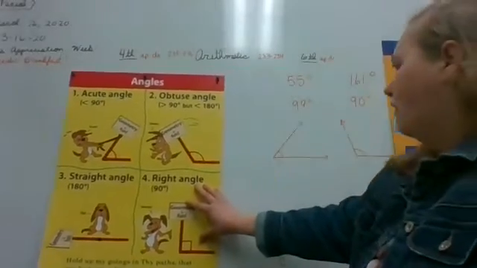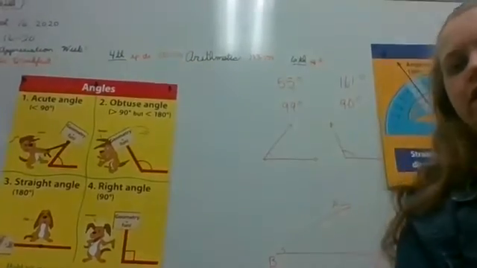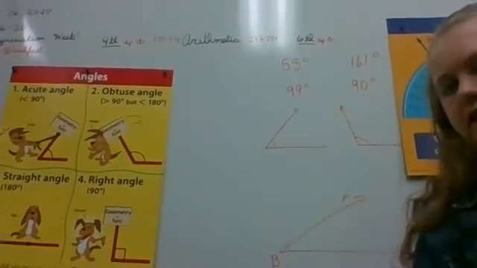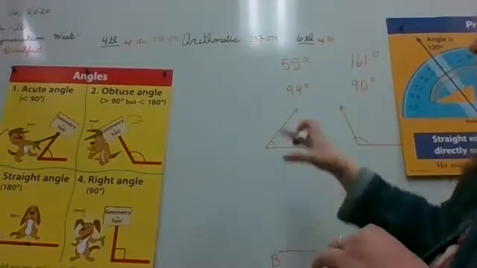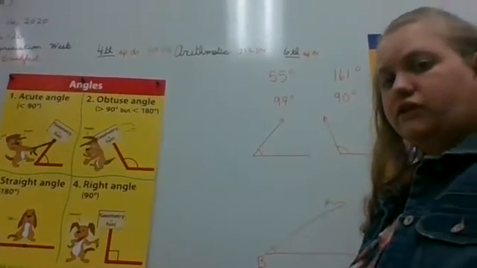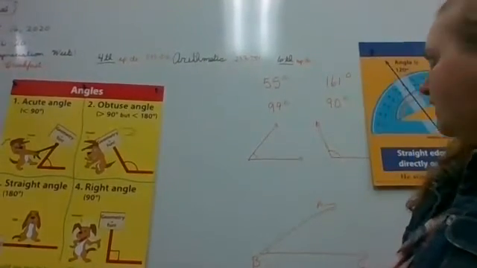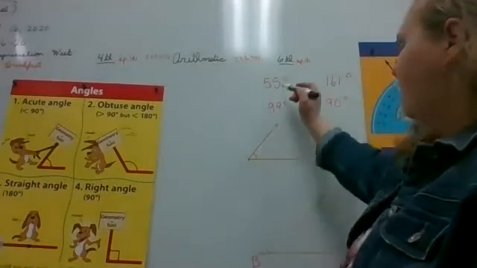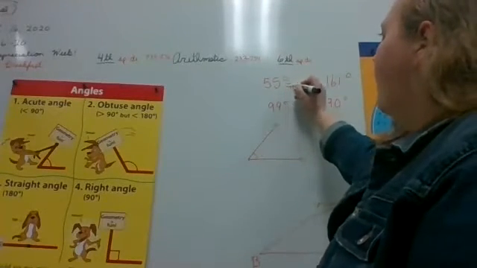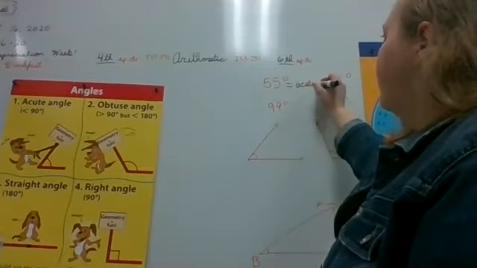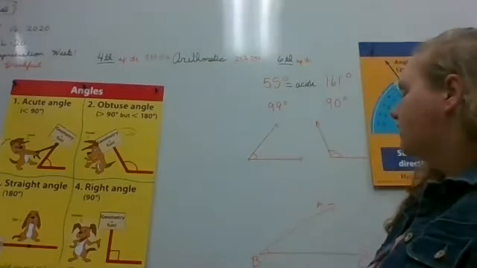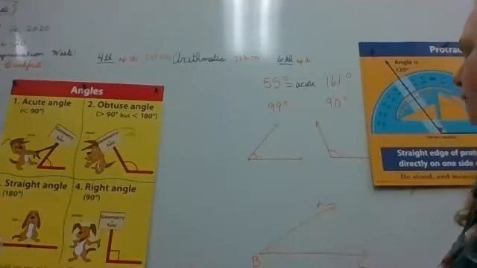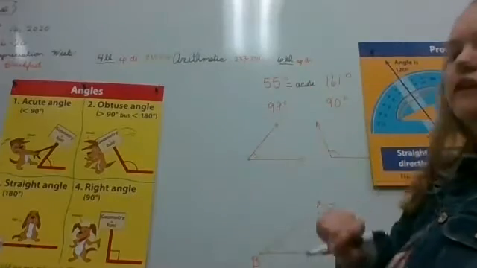Looking at our angles, we've got a 55-degree angle. Would that be acute, obtuse, straight, or right? Okay, a 55-degree angle is going to be acute, because it is less than 90 degrees, and it is not 90 degrees exactly, and it's not bigger than 90. So less than that is acute.